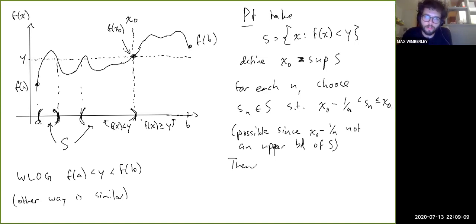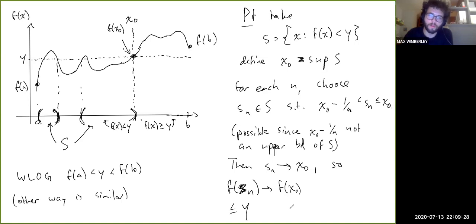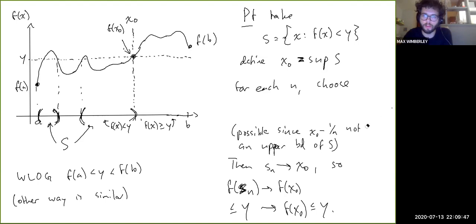So then Sn converges to x naught, so f of Sn converges to f of x naught. And this is less than or equal to y. So f of x naught is less than or equal to y. I'm going to leave that down there. By taking a sequence going from this side, we found that f of x naught is less than or equal to y. So now we'll make a sequence going from the other side.